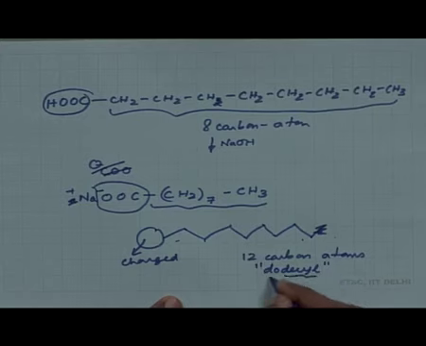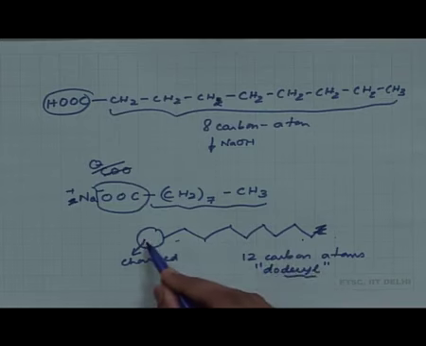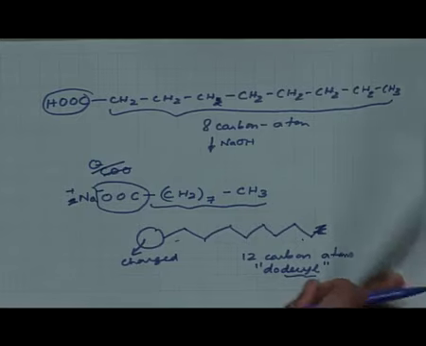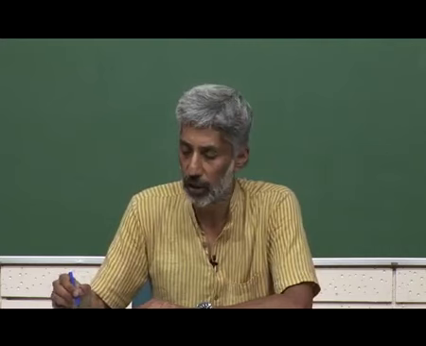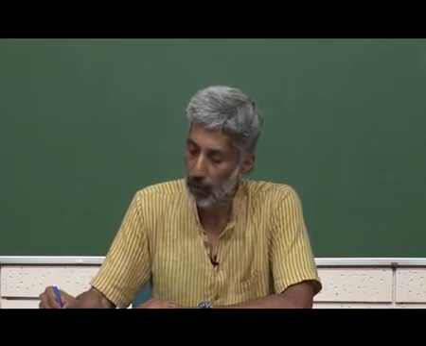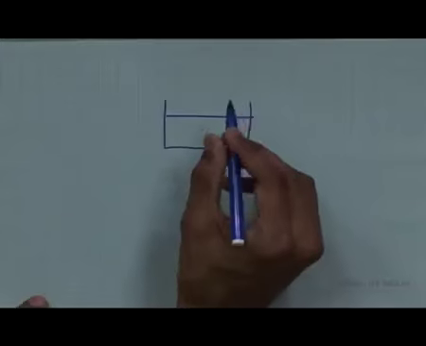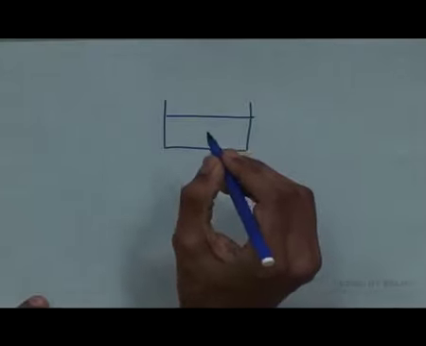Deca is 10 and dodecyl is 12. So, you have 12 carbon atoms and a charged head group like this. If you put this into water, let us imagine, your solvent is water. Why am I considering water? Because I am going to use this surfactant to reduce the surface tension of water.